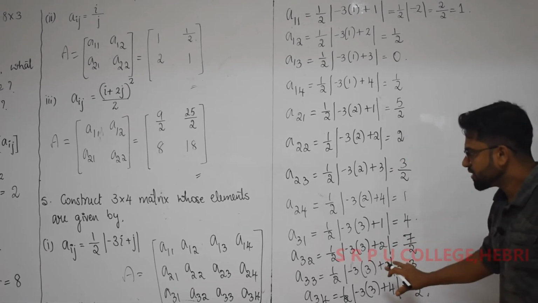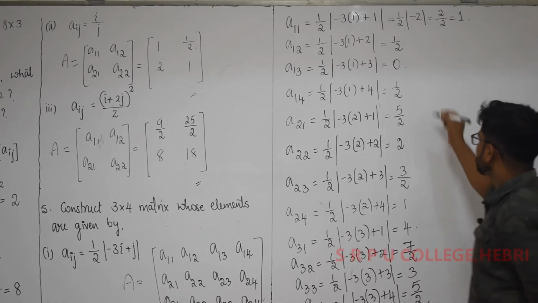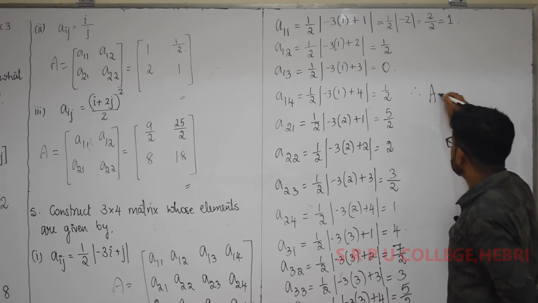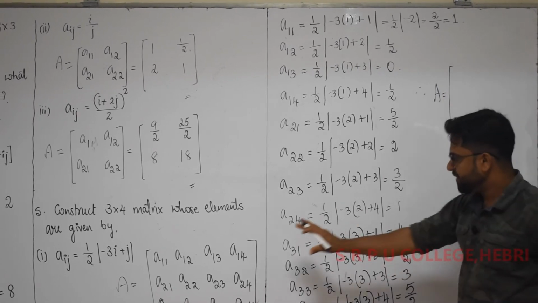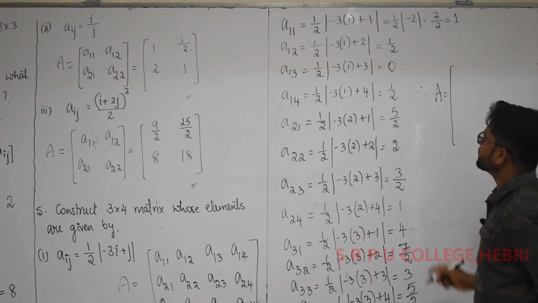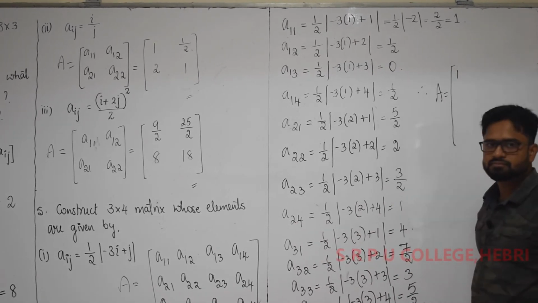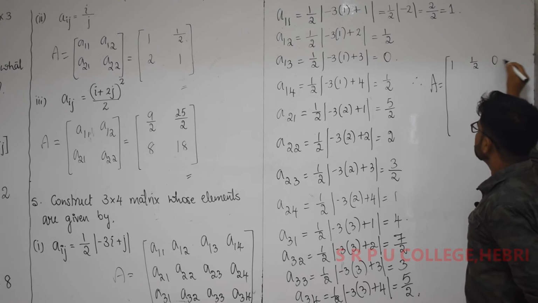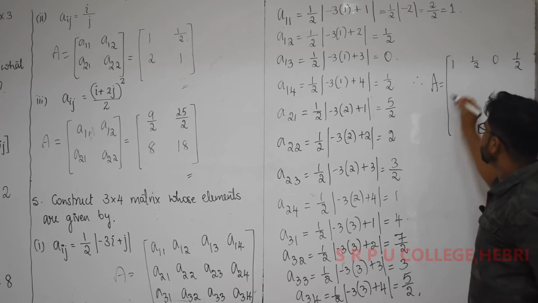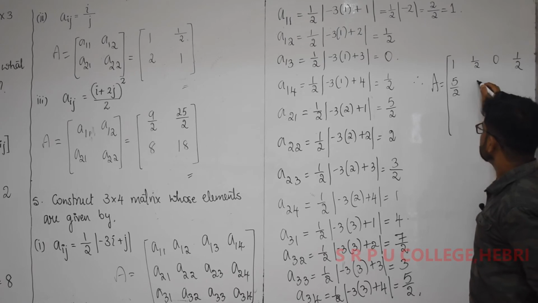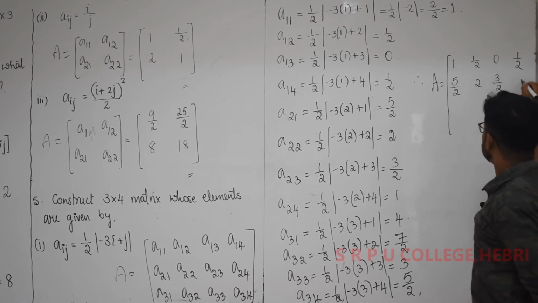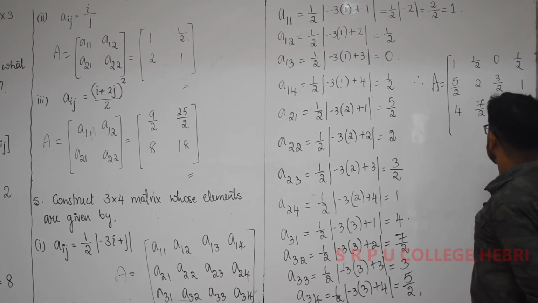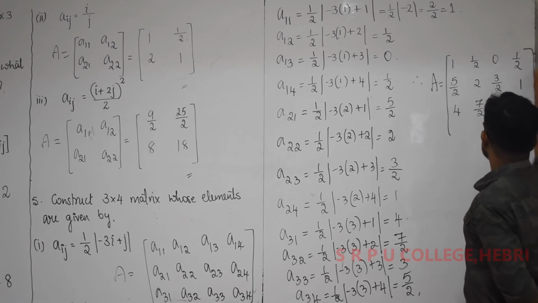After finding all those, at the end we need to write that matrix also. For that marks are there. Therefore, the required matrix A is equal to, in the place of the different elements you need to write the values. A11 is 1, A12 is half, 0, half, next 5 by 2, 2, 3 by 2, 1, 4, 7 by 2, 3 and 5 by 2. So this completes this problem.